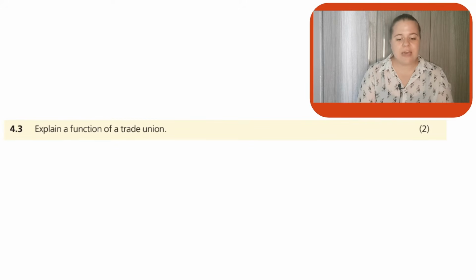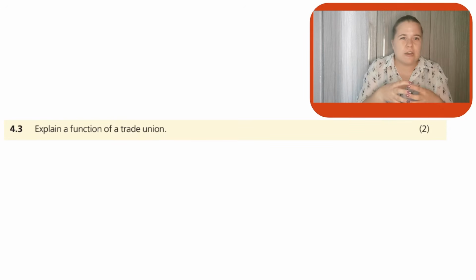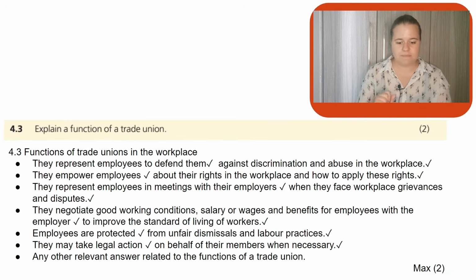Then 4.3, explain a function of a trade union. Don't let this confuse you with the first question. The first question was explain the meaning. Here we are looking at the function. So function, how do they operate? What do they do, a trade union? 2 marks, so 1 bullet. All right, so the functions.